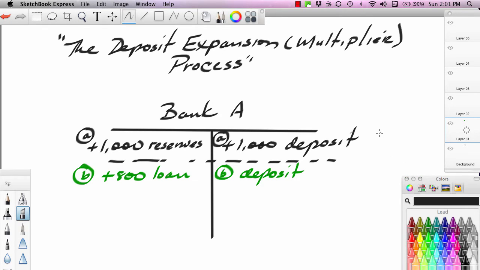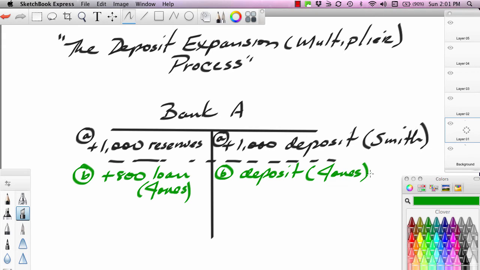So let me again remind you, in our previous lesson, we used Smith as our initial depositor, and this loan is going to a woman named Jones. But this deposit also goes to Jones. So in other words, when we give Jones a loan, she is going to have funds put into her account. Now, she doesn't take out the loan just to get a deposit. She takes out the loan because she intends to buy something.